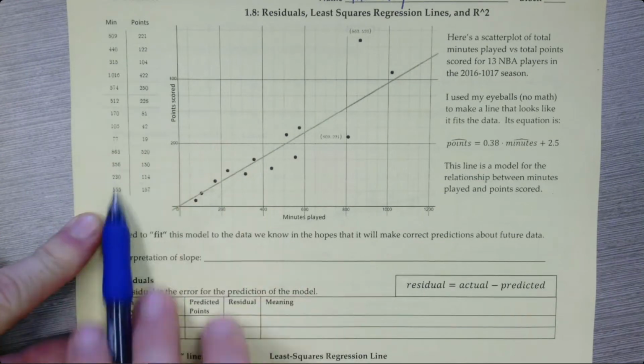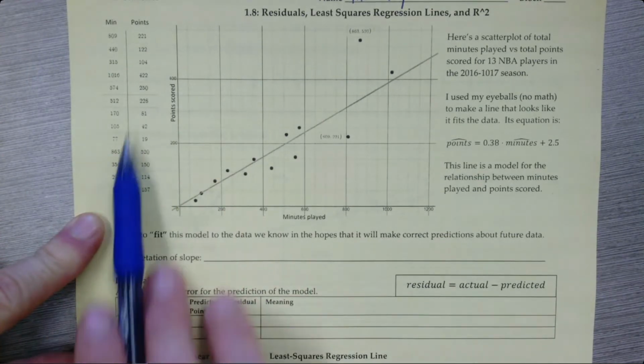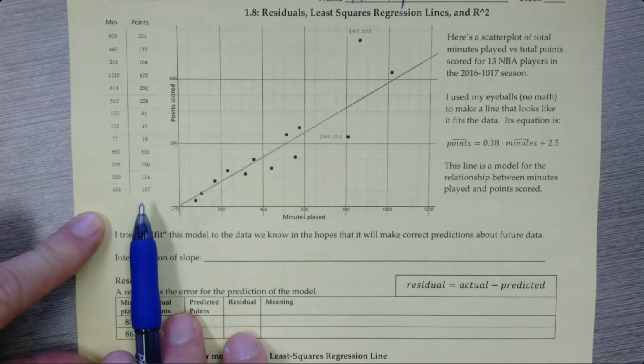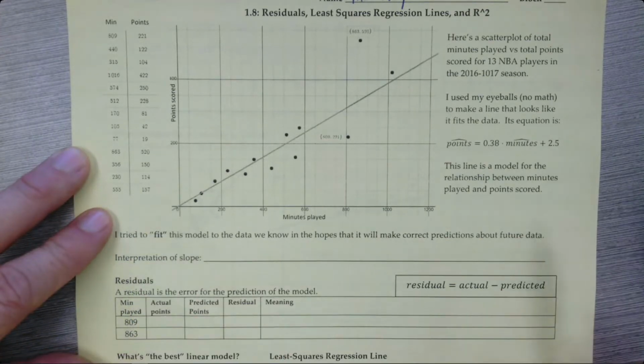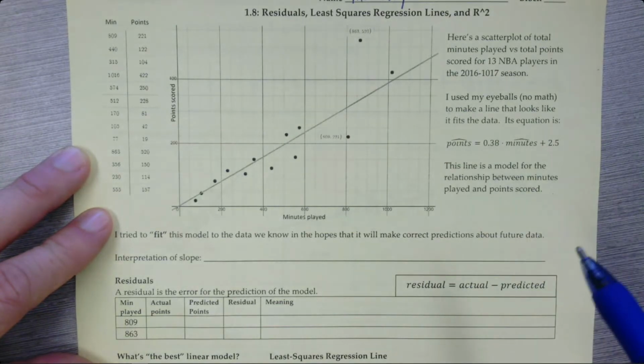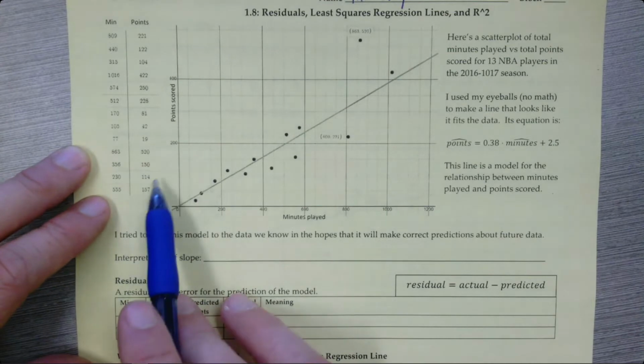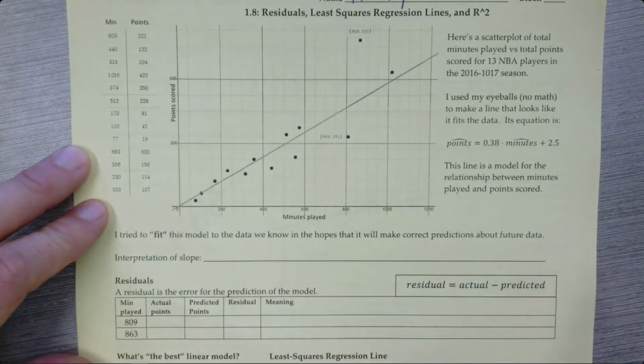the total minutes in the entire season they played, along with the total number of points in the entire season they scored. And as you might expect, there is a positive linear, well, not necessarily, you wouldn't expect it to be linear, but there's a positive relationship here. You'd expect that the more minutes you play, the more points you score.